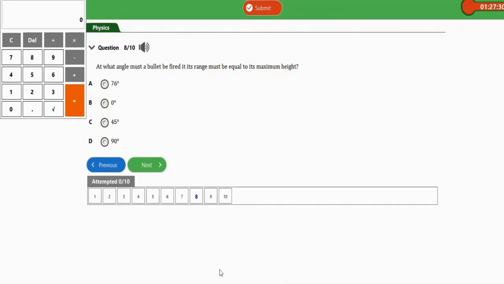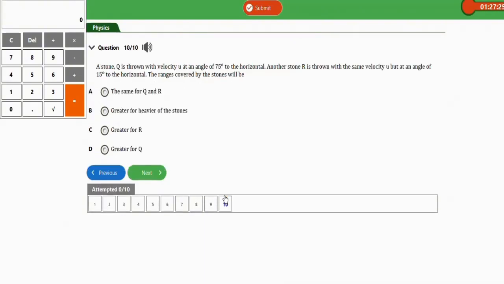Take note of this. Okay guys, so the last repeated question we're going to solve will be this question. It says, a stone Q is thrown with initial velocity U at an angle of 75 degrees to the horizontal. Another stone R is thrown with the same velocity U, but at an angle of 15 degrees to the horizontal. The ranges covered by the stones will be... Now take note of this question guys. I have often seen it repeated as well. The correct option in this question will be option A. The ranges covered by the stones will be the same for Q and R.